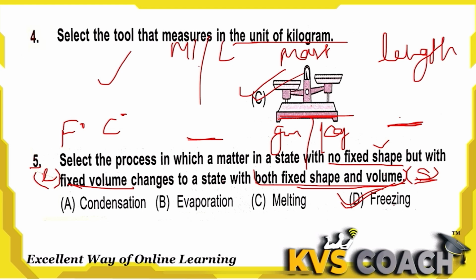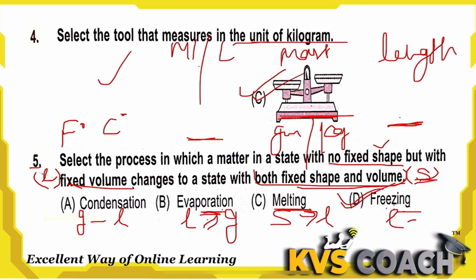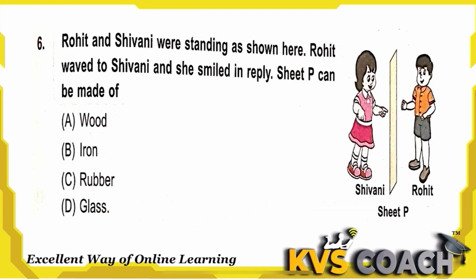The other options are like condensation. Condensation means gas is changing into liquid. Evaporation means liquid is changing into gas. Melting means solid ice is changing into water. That is called melting. And freezing means liquid is changed into solid. So these are the processes: gas to liquid, liquid to gas, solid to liquid, and liquid to solid. We need liquid to solid, so option D is the right answer here.